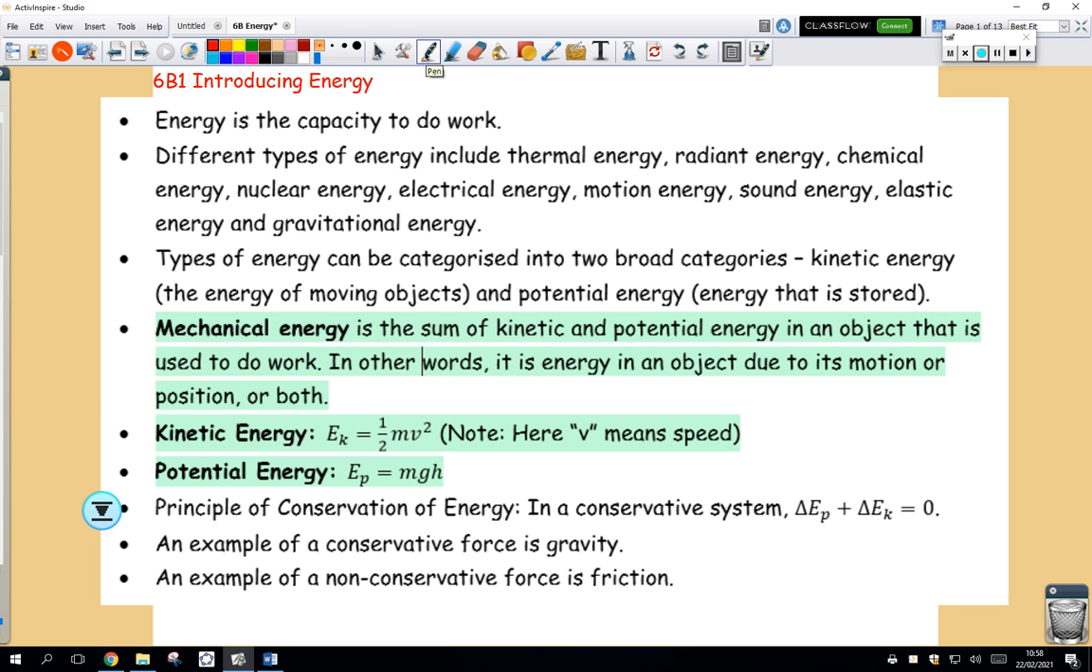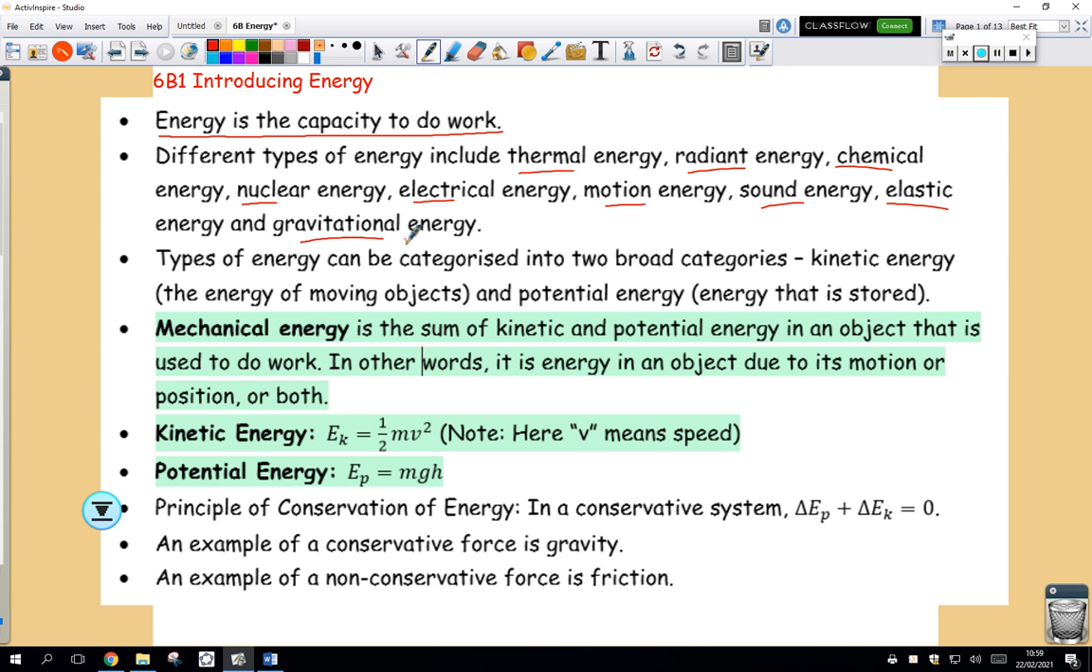But energy ultimately is defined as being the capacity to do work. If something is capable of doing work, then it has energy. Remember, work means some kind of force is being applied over some kind of distance. So if it's capable of doing work, applying some kind of force over some kind of distance, well then it has energy. Various different types of energy, I'll read them out, but they're listed there: thermal, radiant, chemical, nuclear, electrical, motion, sound, elastic, gravitational energy.